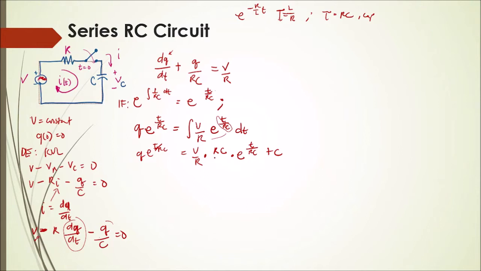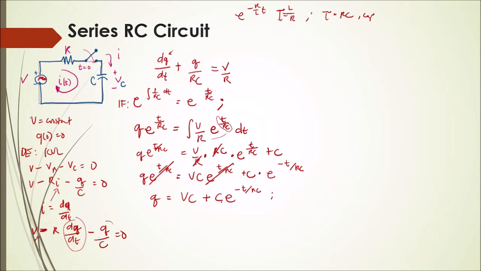Okay, so we can cancel R here. What's left is just V times C, or VC. And then, sige lang, rewrite muna tayo. Q times e to the t over RC equal to VC times e to the t over RC plus C. Karon, there's a common factor, we can eliminate this, and then it becomes Q equal to VC plus C times e to the negative t over RC.